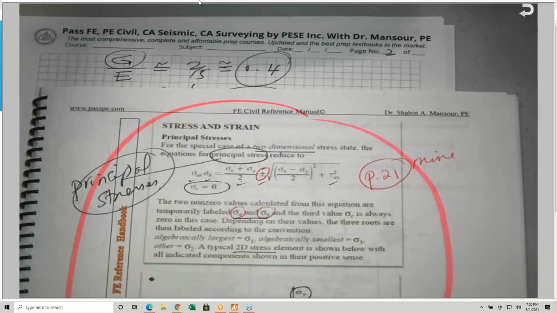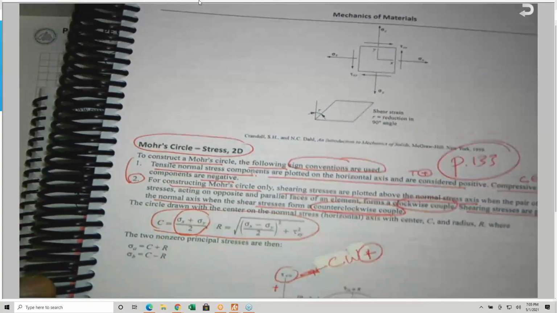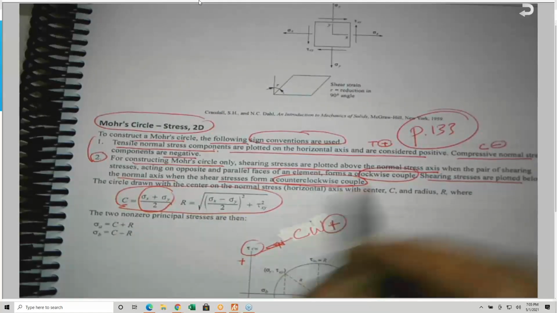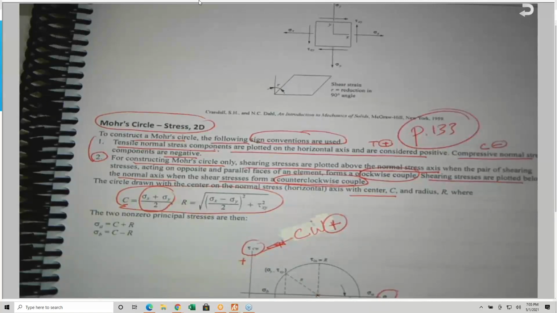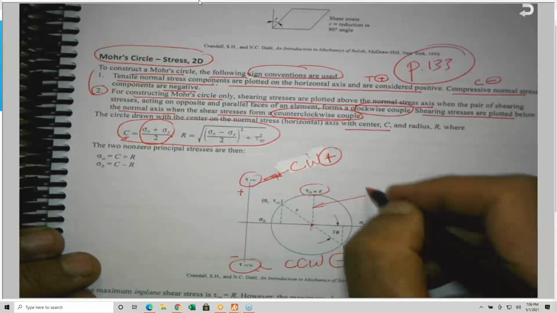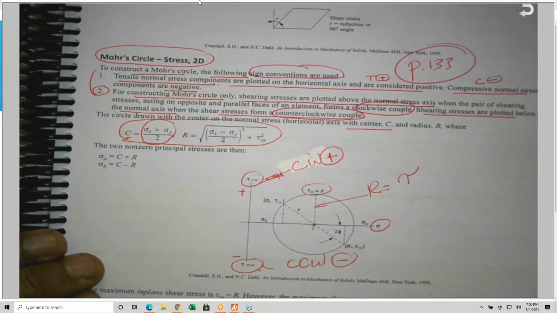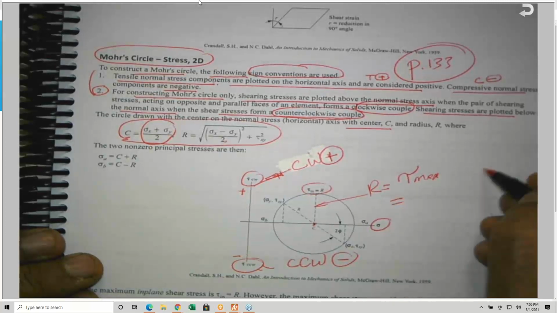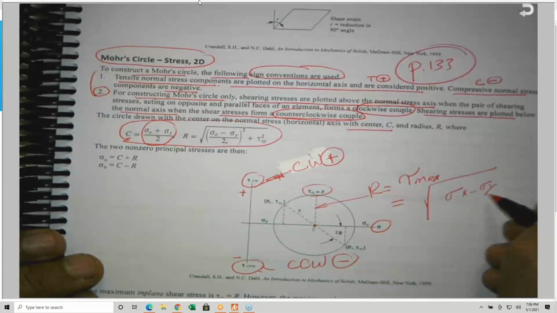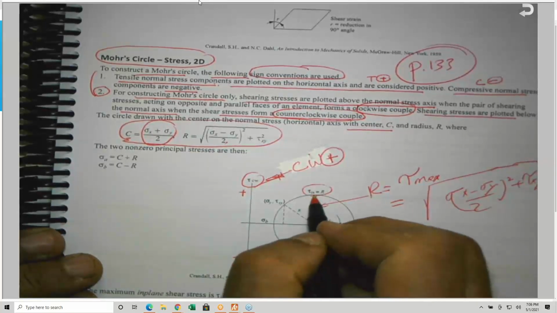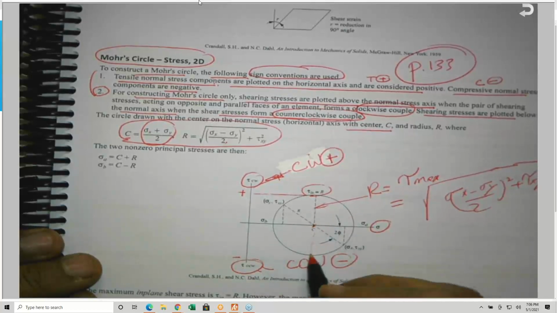You will find that the NCEES has the same equations. Here, sigma x plus sigma y divided by 2 gives me C, which is the center of the circle. The radius of this circle, R, is equal to tau max, which is given by this equation here: the square root of sigma x minus sigma y divided by 2, squared, plus tau xy squared. This is the maximum shear stress, either positive or negative. It does not make any difference because the radius is the radius.